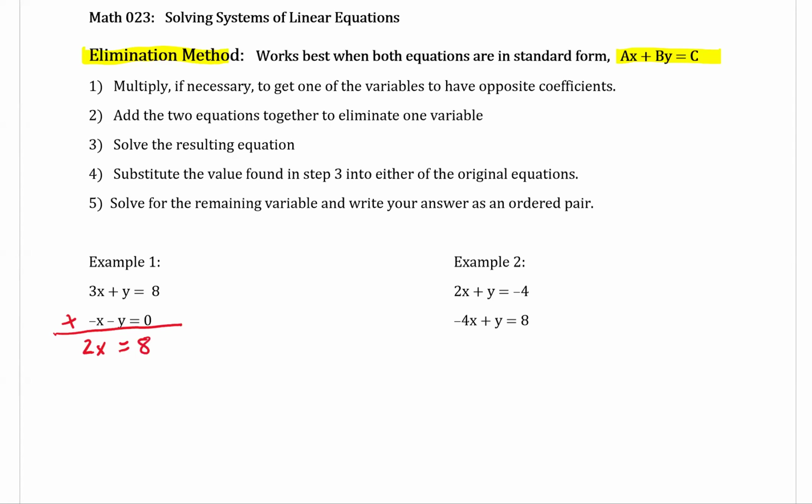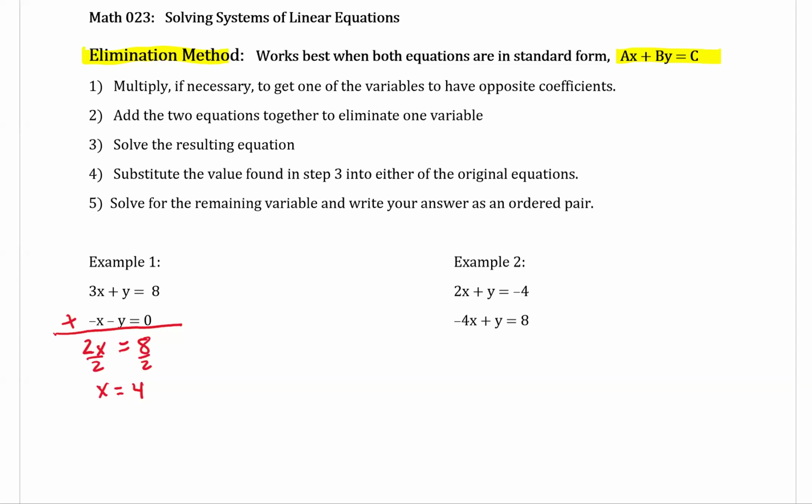Step 3, solve the resulting equation. Divide both sides by 2. x equals 4. And now we're going to use the same steps we did for substitution. Step 4 is to substitute the value found in step 3 in either of the original equations.